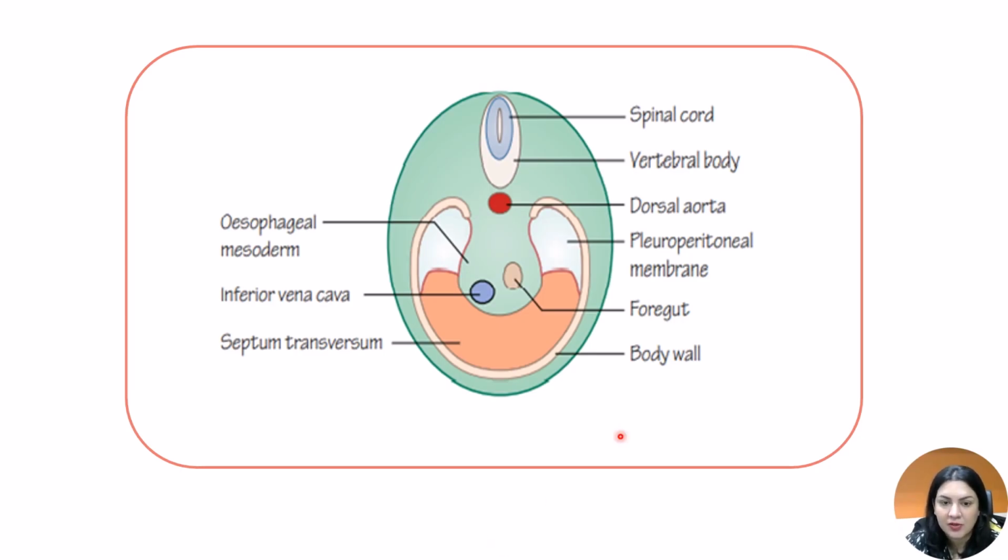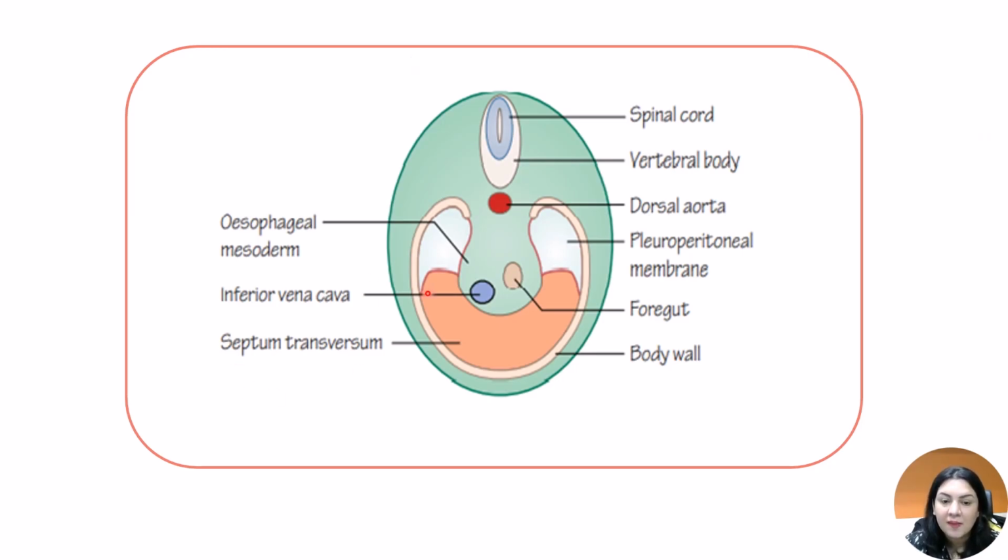first starts to appear. So this is a developing embryo. Everything is super primitive at this stage. You have the developing spinal cord, the developing vertebral body. None of them have the shapes you're familiar with. They're kind of tubes within tubes. You have the esophageal mesoderm developing, the blood vessels developing, the foregut developing. So everything is quite primitive at this stage, right?